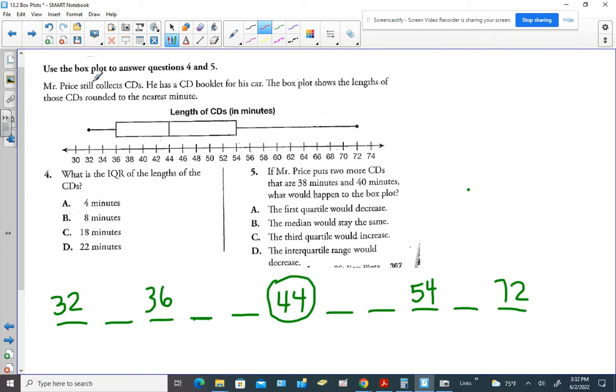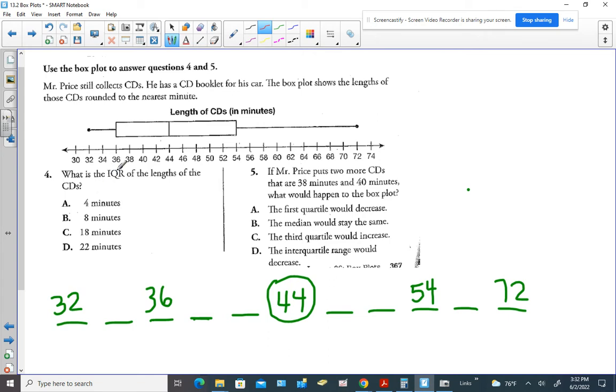Mr. Price still collects CDs. He has a CD booklet for his car. The box plot shows the lengths of those CDs rounded to the nearest minute. And here's the box plot. Question 4. What is the IQR of the lengths of the CDs?